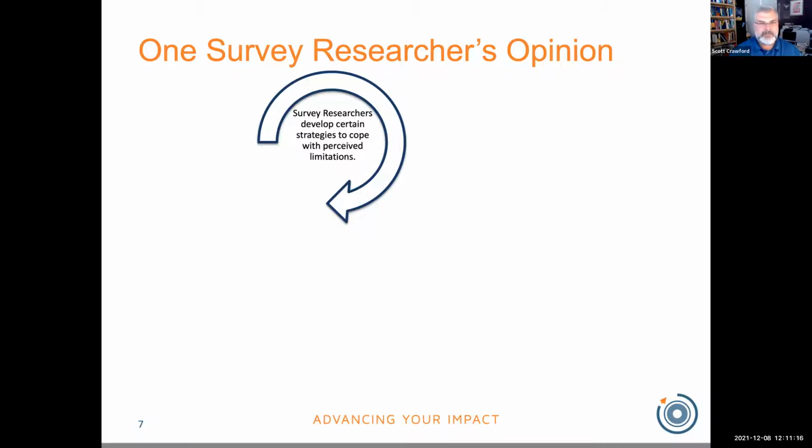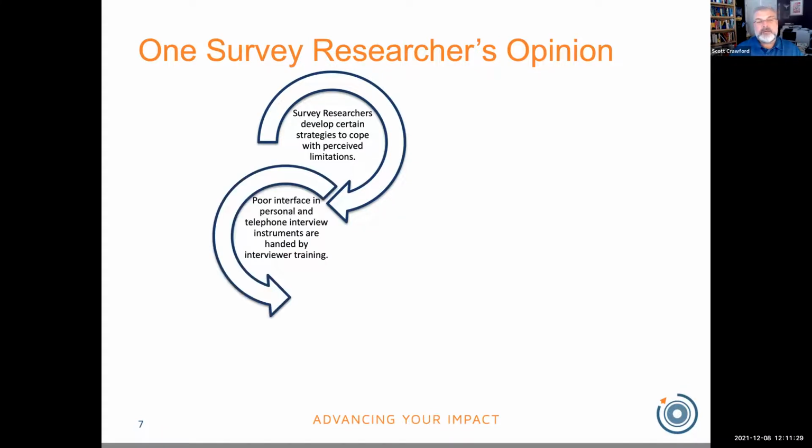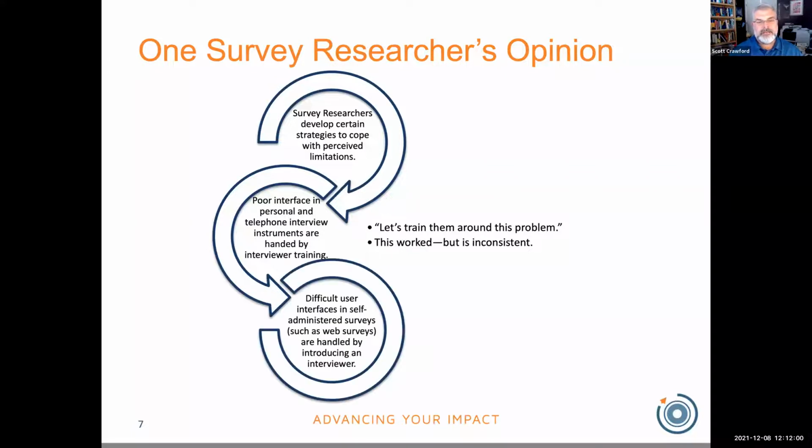I've seen some things happen. Survey researchers develop certain strategies to cope with the limitations, sometimes the perceived limitations, of the technology or of the design of the surveys that we do. And with interviewer administered surveys, poor interfaces in personal interview and telephone interview instruments are often just handled by adding interviewer instructions. And so if we can't quite get the system to work as we want it to, we add these instructions in to train the interviewer how to accommodate, how to deal with that. Anybody who's been in the field probably has seen that happen. Let's train them around this problem is a common thread. It works, but it's inconsistent, relies upon the interviewer to engage, and maybe it's not the right way to do it if you really wanted to be thorough.